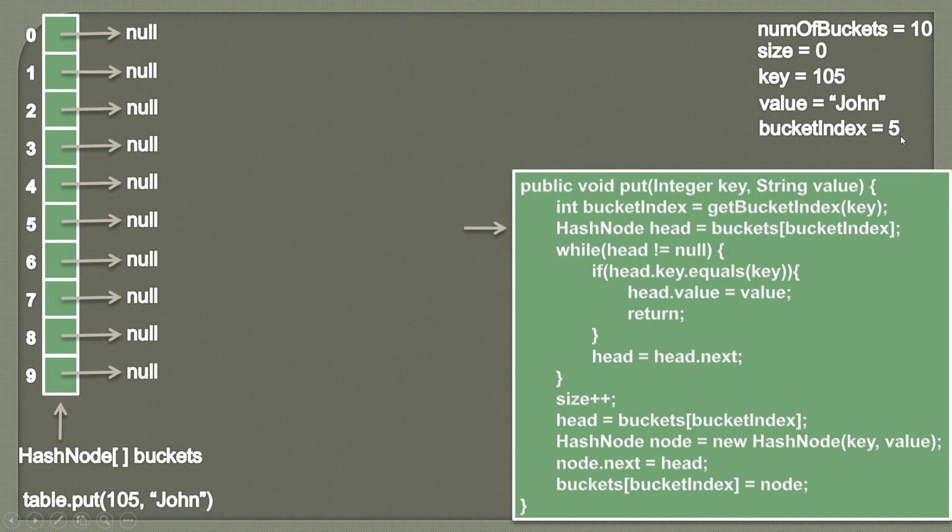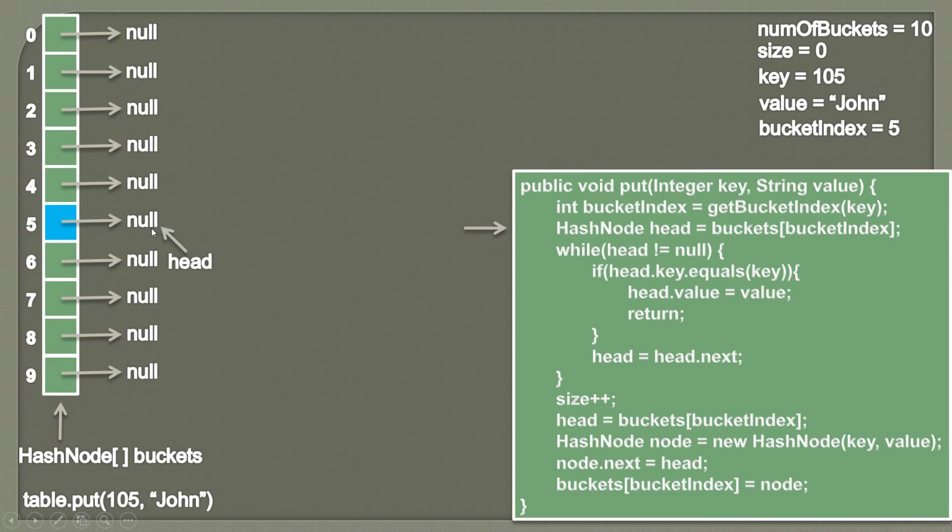Now what we do is we try to access the hash node at this bucket index, which is 5. Here you can see it points to a hash node having value as null, so it is referring to a null value. It means at this index there are no hash nodes, so we can directly insert this key value pair. And as the starting node is pointing to null, we are creating a hash node by the name head, which points to the first node at this index, which would be null. So head is pointing to null.